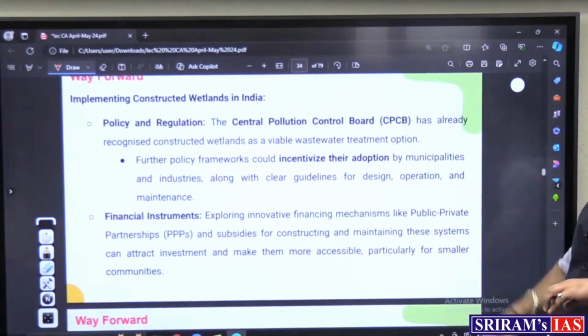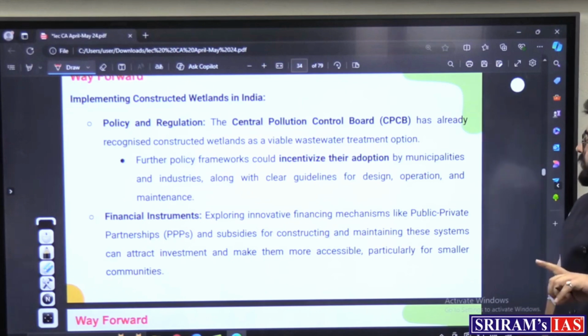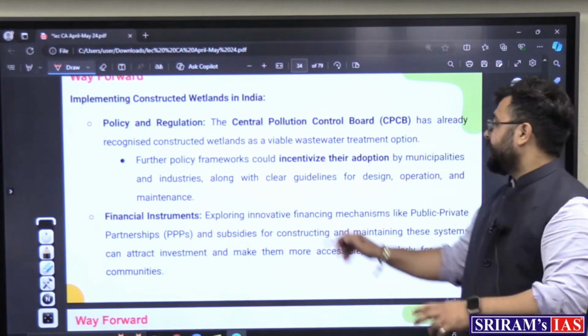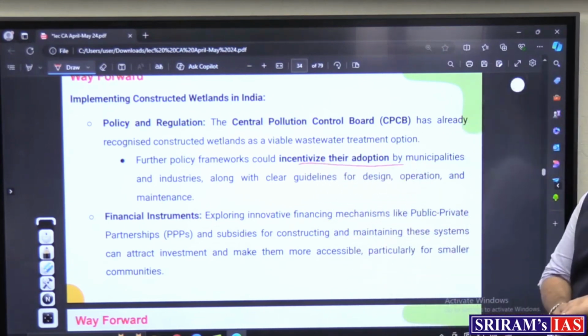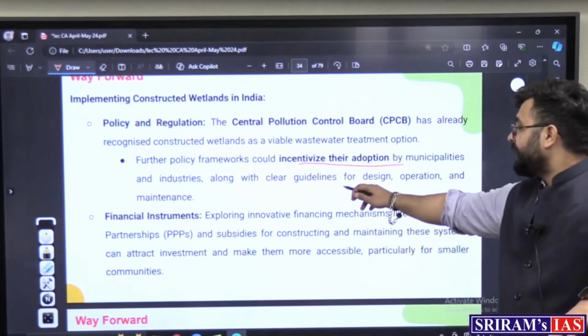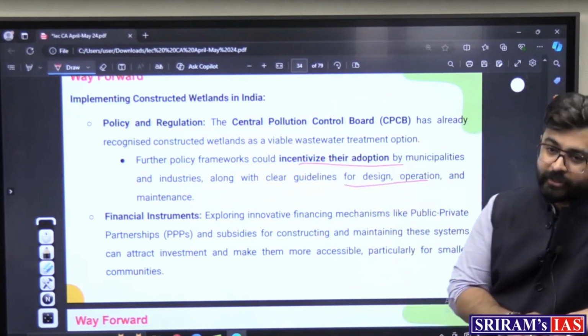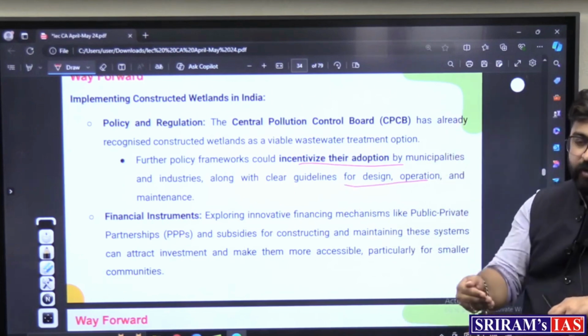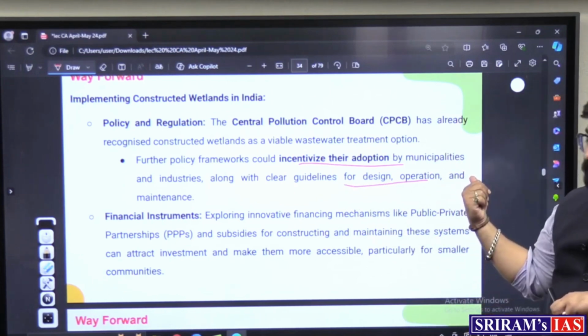Now how can we implement these wetlands in India? Through policy and regulation. CPCB has already recognized constructed wetlands as a viable wastewater treatment option. So we need a future policy framework that can incentivize adoption by municipalities and industries along with clear guidelines of design, operation and maintenance. So we should have a policy framework for this.